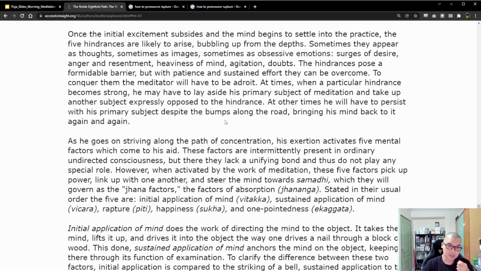Sometimes if the hindrance is too strong, we might need to lay aside our primary subject of meditation and resort to techniques that can counter the hindrance. At other times, we will have to persist with our primary subject, despite the hindrances bubbling up. How to know which is which, how to know what to do and when to do what? This is where each meditator has to use his own discretion or judgment.